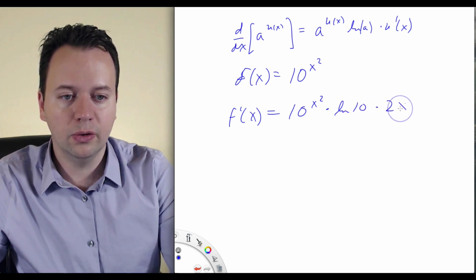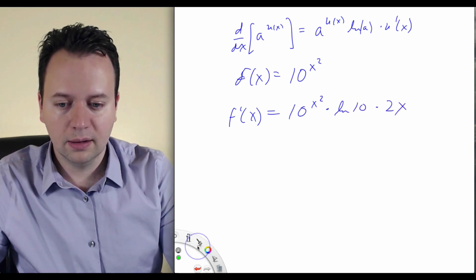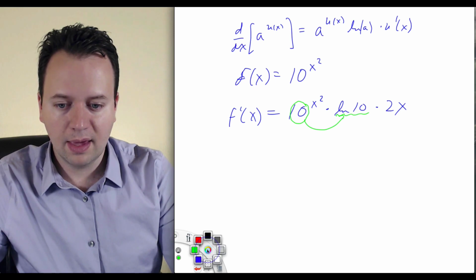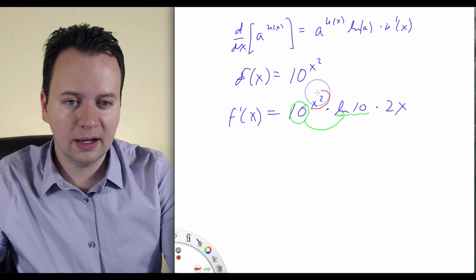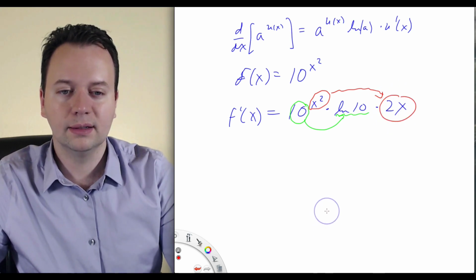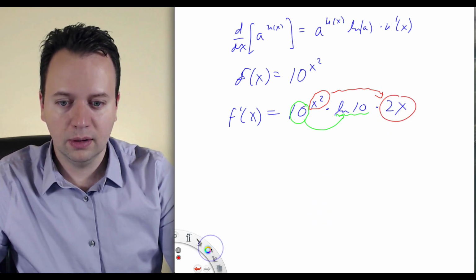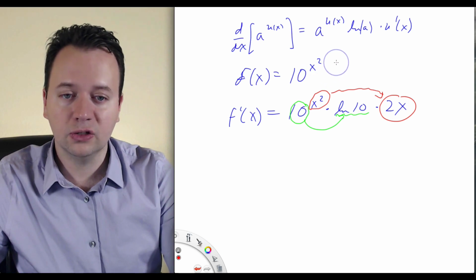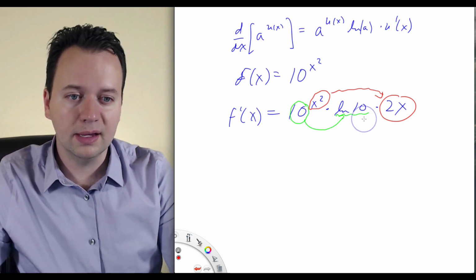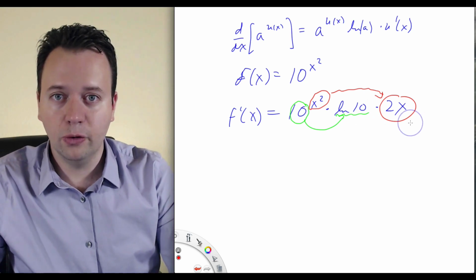So the base was 10, we rewrote it, and the ln of 10 is this part right here. And then the exponent was x squared, and the derivative of the exponent was just 2x. So that's exactly how we do it. We rewrote 10 to the x squared, multiplied by the ln of the base, and then multiplied by the derivative of the exponent.